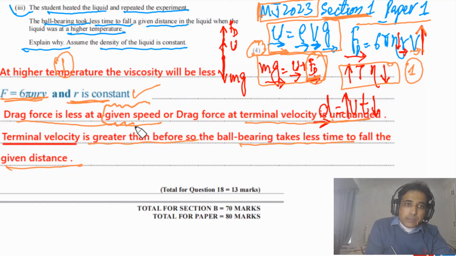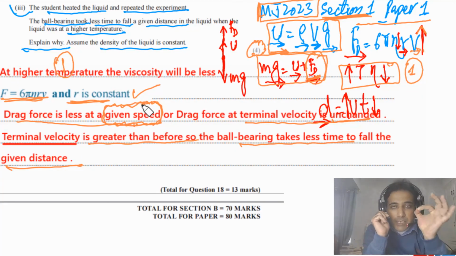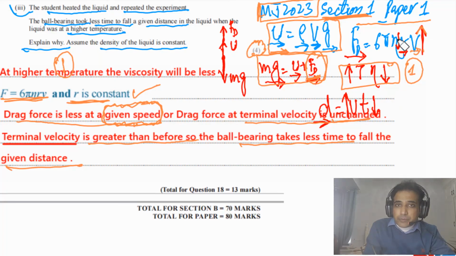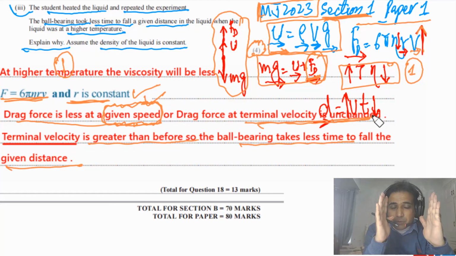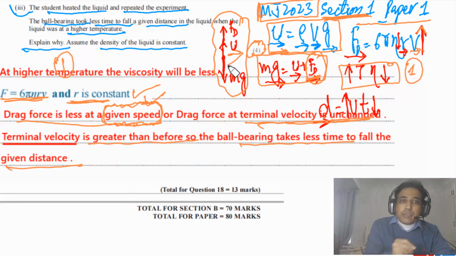So I hope this is clear to you. At a given speed, if we take the same speed when temperature is low and the same speed when temperature is higher, as at higher temperature viscosity has decreased, this force will decrease. So this is one way you can explain. Another way to explain is at terminal speed, as I explained here, drag force is unchanged, meaning the drag force when the object is falling at terminal speed at higher temperature and the drag force when the object is falling at terminal speed at low temperature are the same, because upthrust is the same.